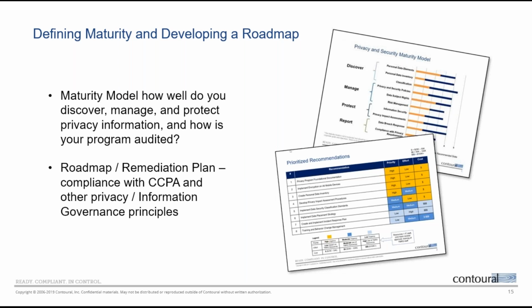So one of the things that we recommend starting with is defining maturity and developing a roadmap. Complying with this law requires a lot of different capabilities, and it's going to be different for organizations. If you're an organization that has a lot of privacy information that's fairly dispersed across a lot of systems, it will be a lot more effort. If you have limited privacy information, it's going to be simpler for you.